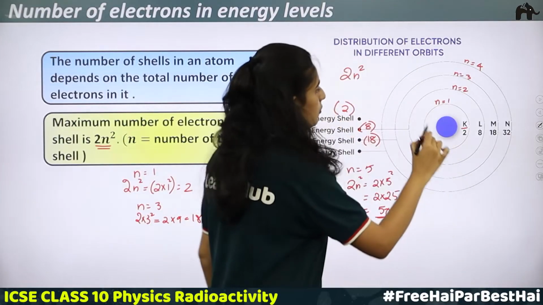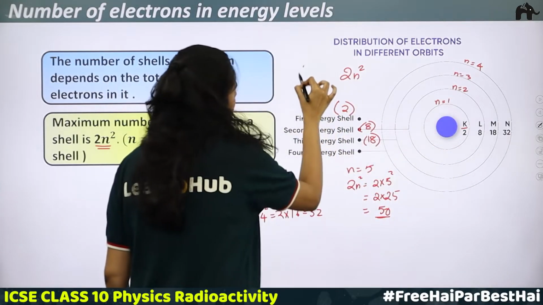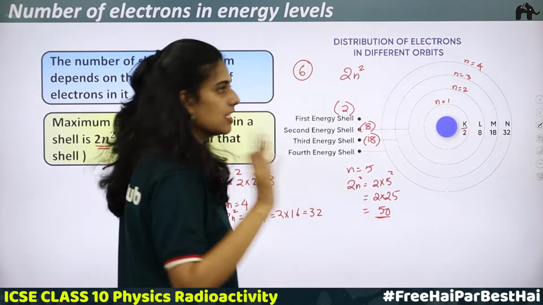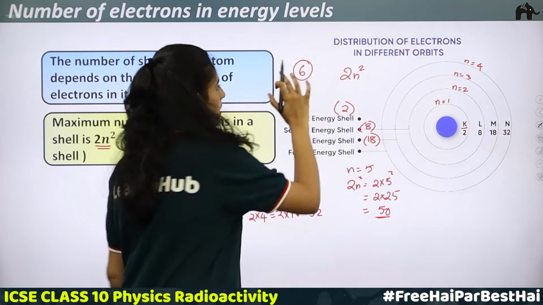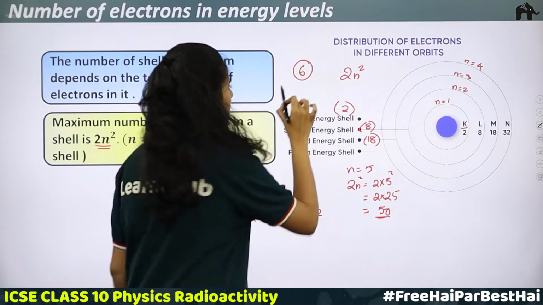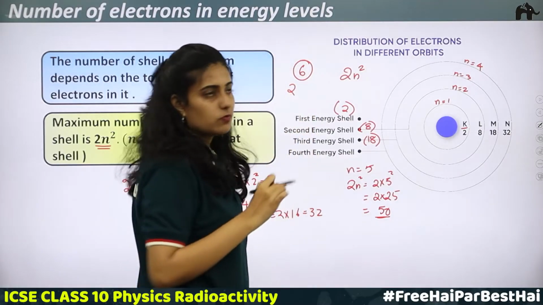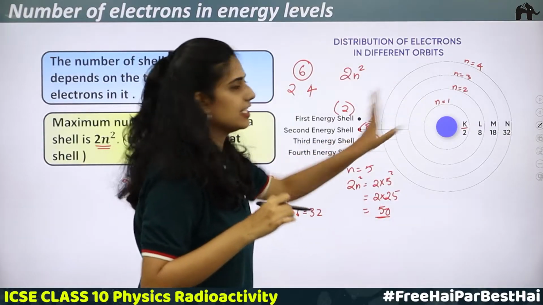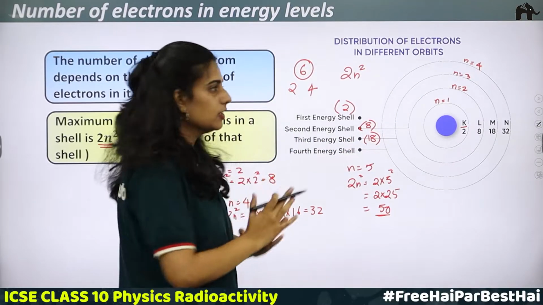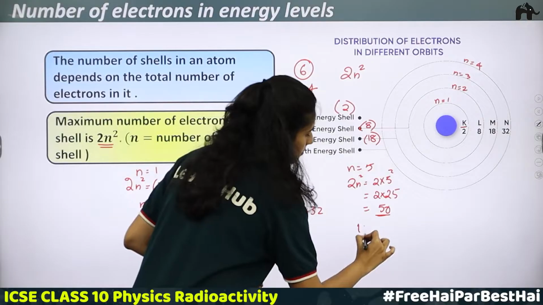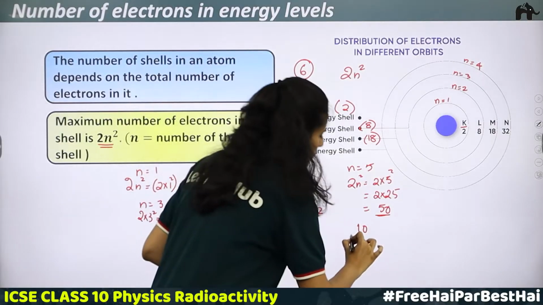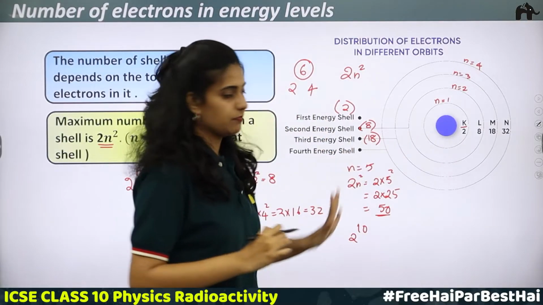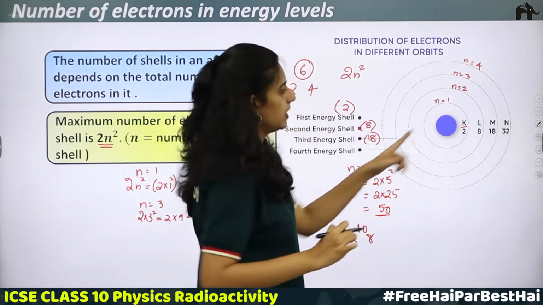For example, if you are having, let's say, 6 electrons in an atom, then you will be having K shell. K shell will contain 2 electrons. Okay. Then the remaining 4 electrons will go to the L shell or the second energy level. For example, if the number is 10, 2 electrons will go to the K shell. Remaining 8 electrons will be in the L shell.